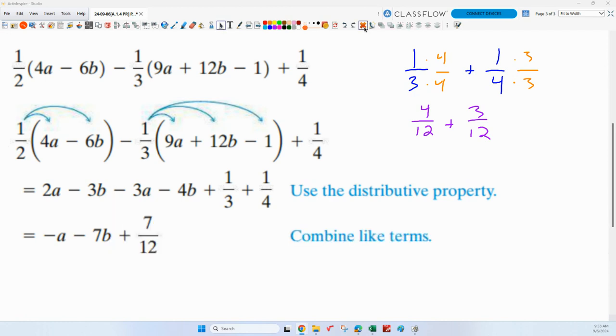7/12. Good? All right, grab Chromebooks, go to work. You got homework to be cranking through.